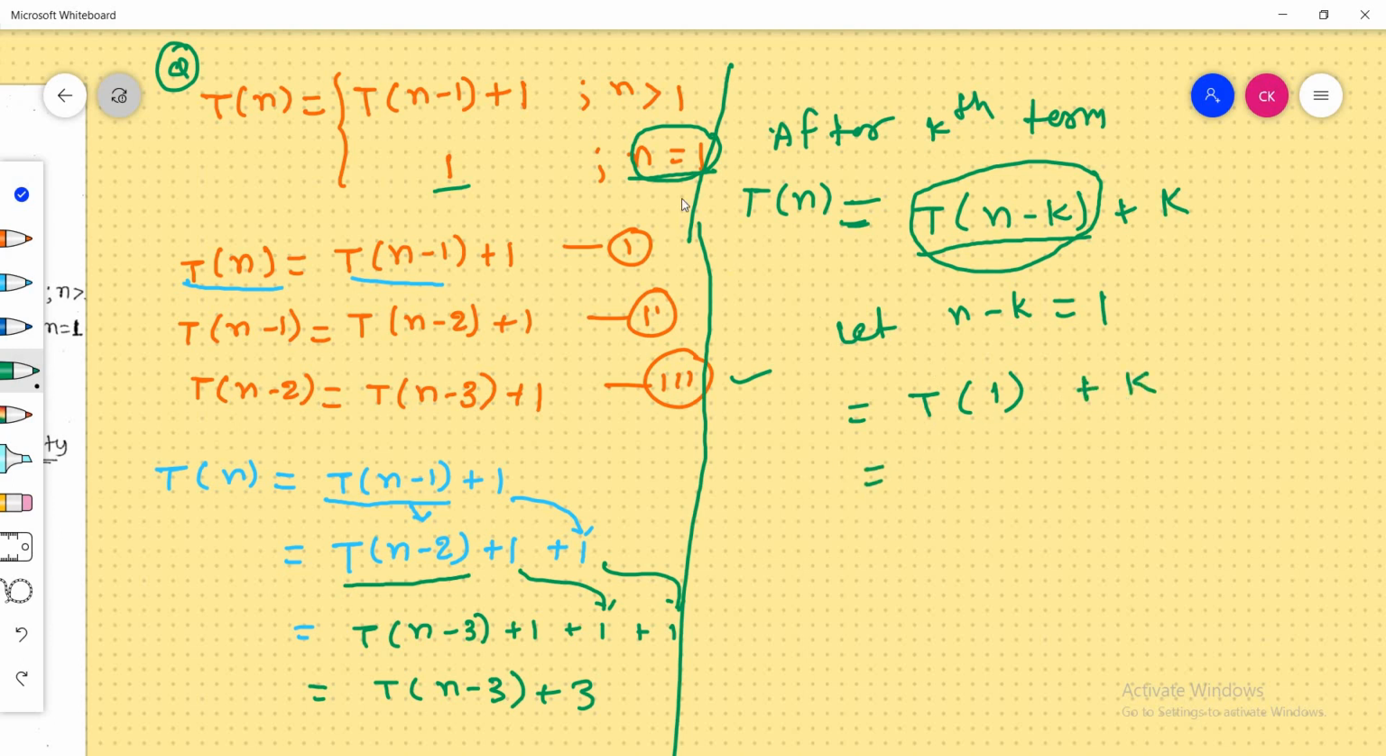So now we know from the base condition that T of 1 is already 1. So this is 1, and plus what is value of k? K of क्या हुआ? If you solve this, k is equal to n minus 1. Yes or no? From this equation, of course k is equal to n minus 1. So if you solve this, this is n. So T of n is equal to n. So the time complexity of this recurrence relation is order of n.